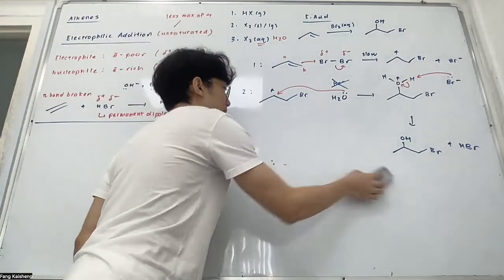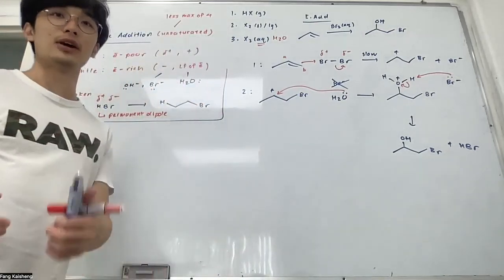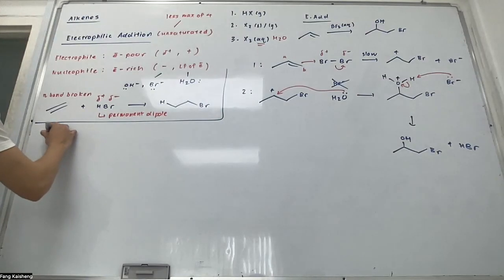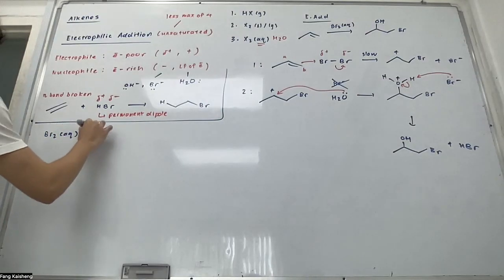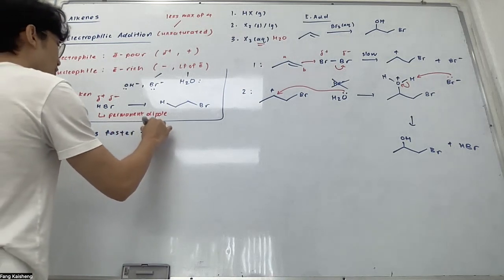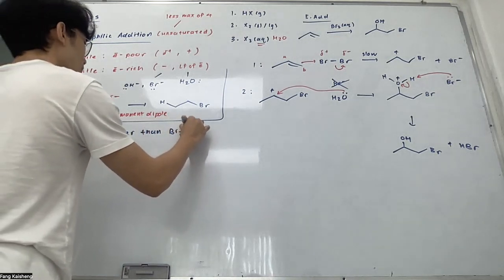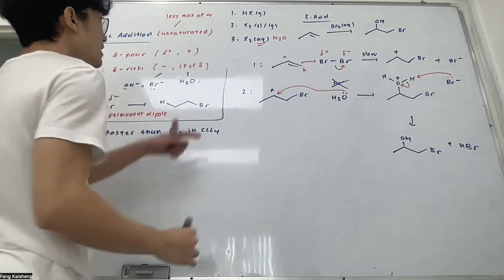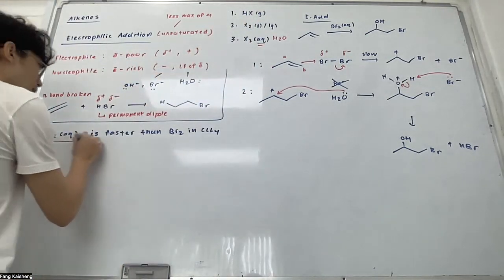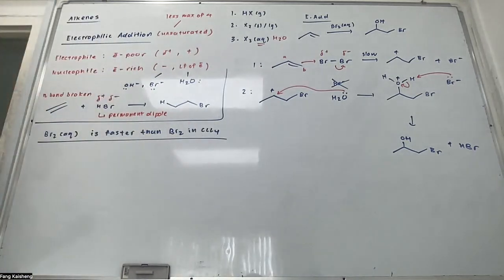Okay, guys, take a look at the question. I'm just going to summarize it because it's a bit long-winded. Br2 in water is faster than Br2 in CCl4. So basically, the third reaction is faster than the second one. I will write down the answer why.